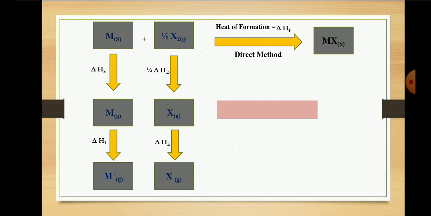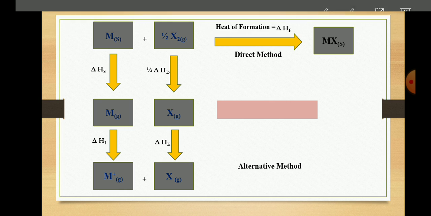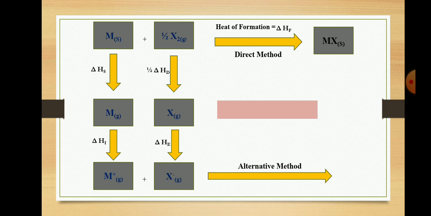And when positive metal and X minus negative in gaseous state combine to form MX ionic compound in solid state, the energy is liberated, and that energy is called lattice energy. That cycle is called the Born-Haber cycle, which we have to learn in detail.